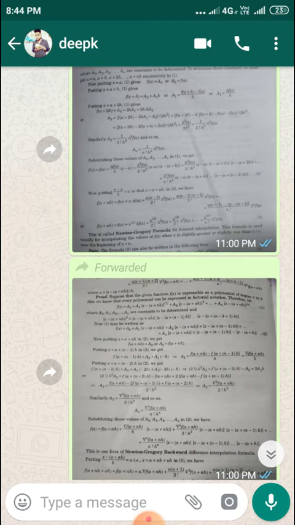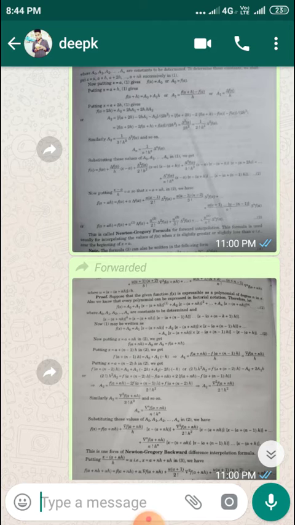Substituting these values in equation 1, we get the equation f(x) is equal to f(a) plus delta f(a) upon h times (x minus a) plus delta 2 f(a) upon factorial 2 h square times (x minus a)(x minus a plus h) plus delta 3 f(a) upon factorial 3 h cube times (x minus a)(x minus a plus h)(x minus a plus 2h), dot dot dot. This is equation 2.